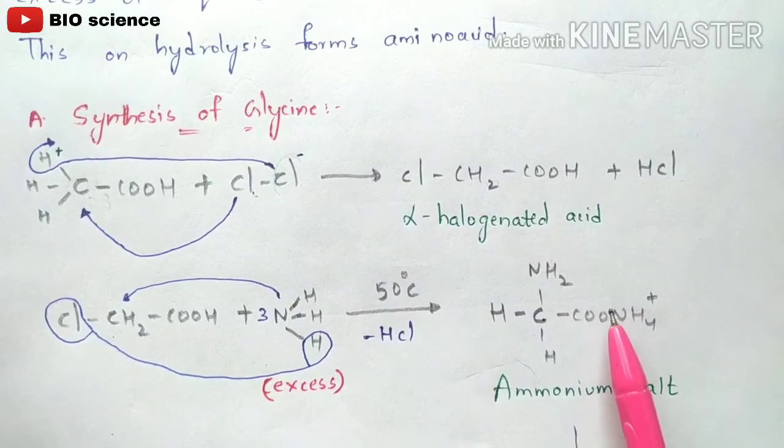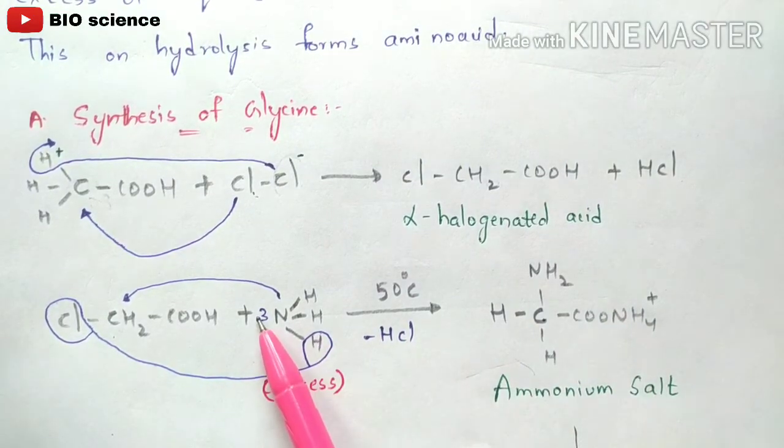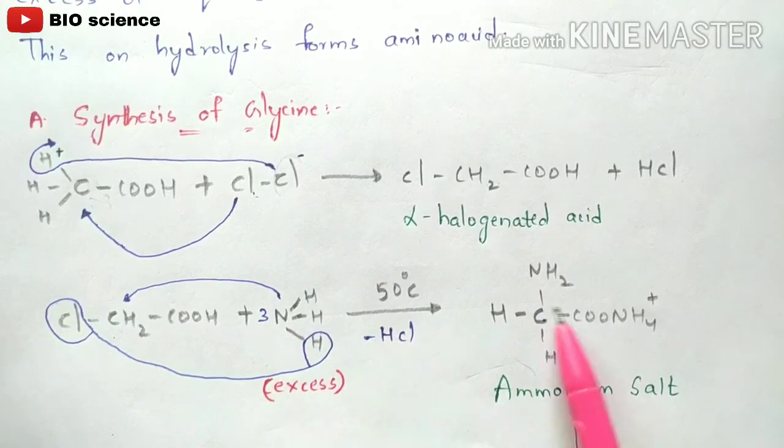So you may wonder, where did we get this NH4 group? Because we took excess ammonia, meaning 3 moles of ammonia, right? Hence it forms the ammonium salt.